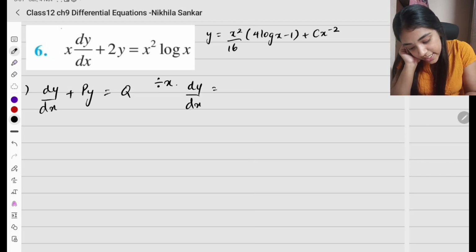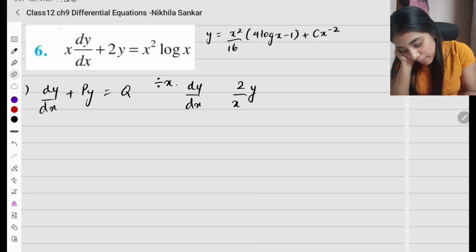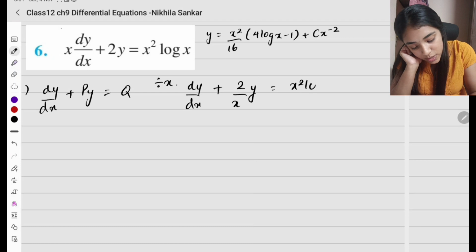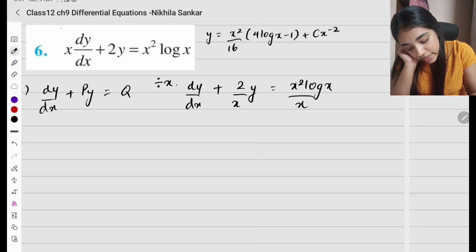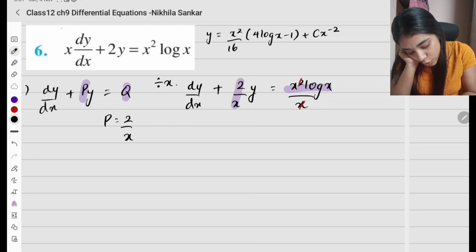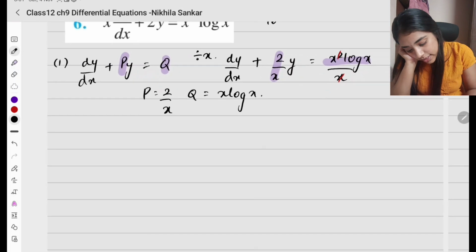dy by dx plus 2 by x times y equals x square log x divided by x. So இங்கே the x cancel ஆயிடுது. So what is my p? 2 by x. What is my q? x log x. Simple. நமக்கு வேணுங்கிறது கிடைச்சிச்சு. So p equals 2 by x and q equals x log x.